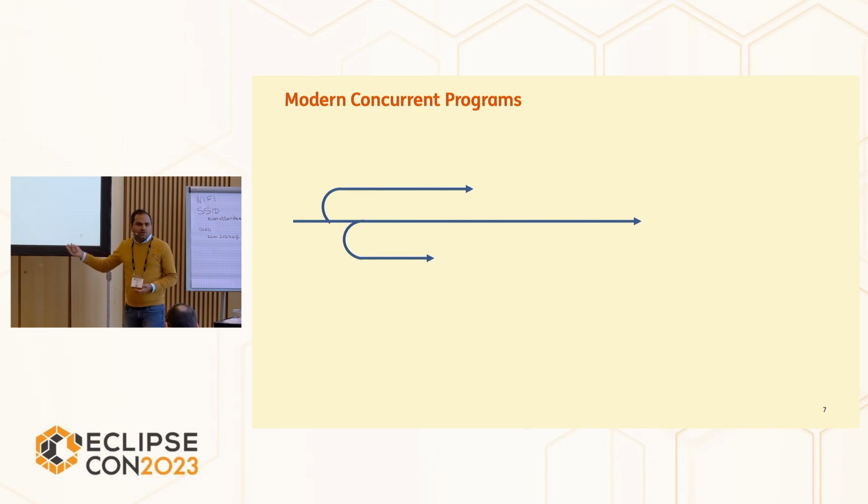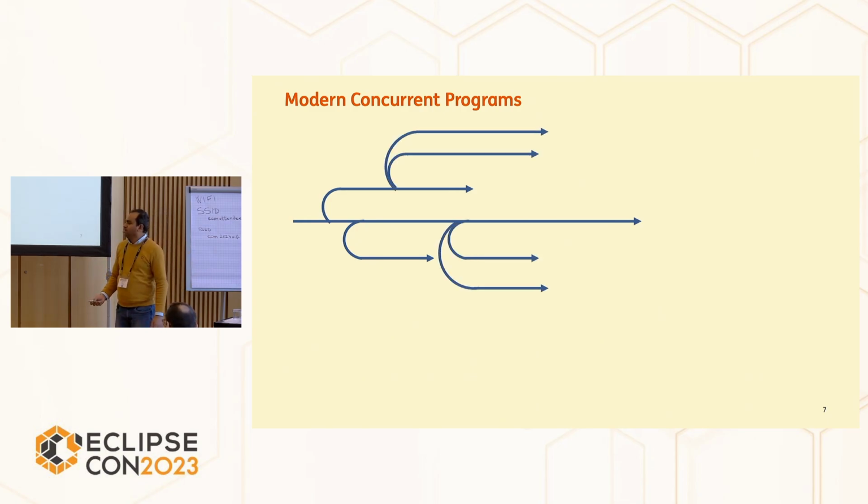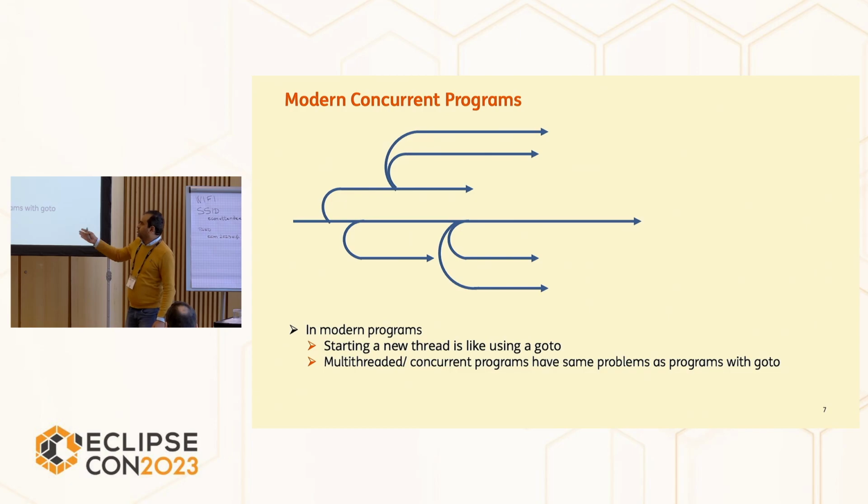But if you have a few threads, it is still fine. You can understand what is going on in the program, you can wrap your head around it, but if you have a bunch of them, again, they suffer from the same problem as we saw earlier with goto statements. So starting a new thread is like using a goto, and multi-threaded or concurrent programs have the same problems as programs with goto. Now, is there a structured programming approach for concurrent programs?